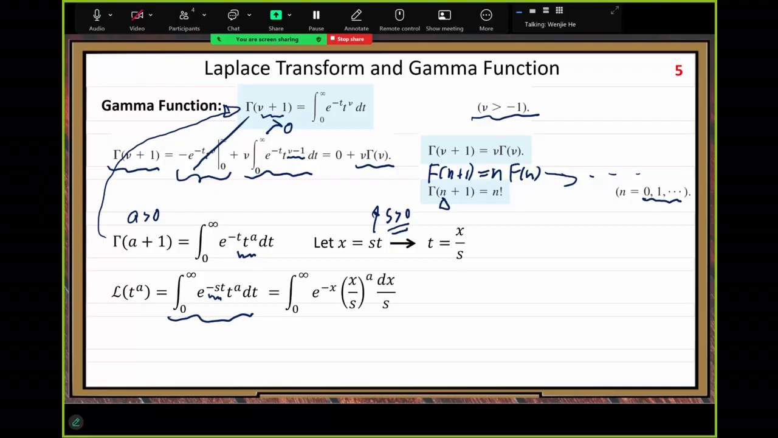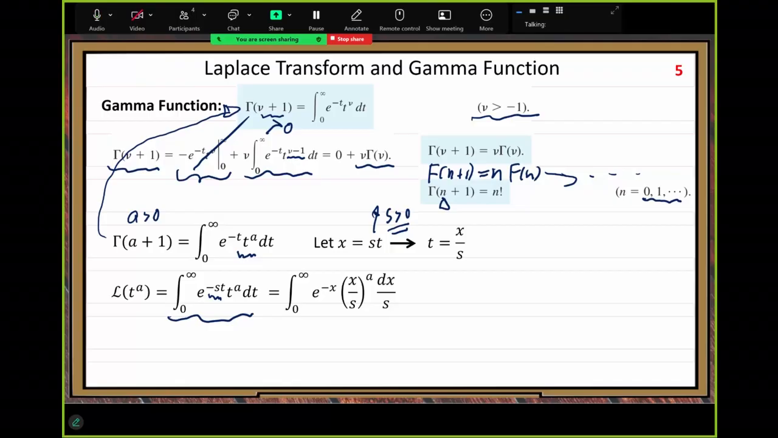Next, let's use the x variable, a variable substitution. We have e to the negative x, one variable: st becomes x. Then t becomes (x over s) to the a, but s is constant. So dt equals dx over s, constant.